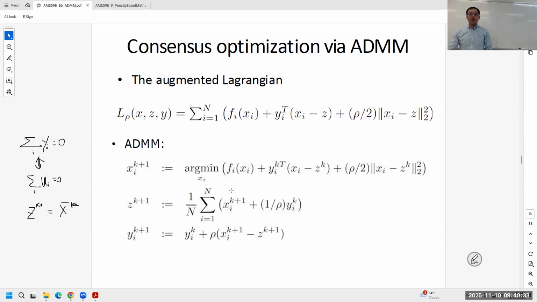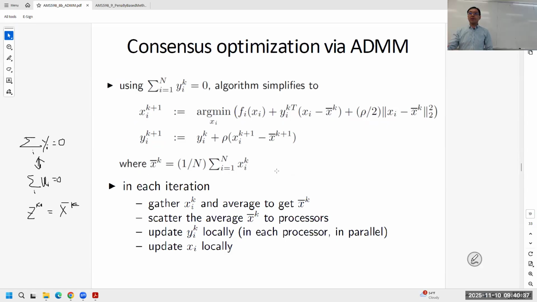Essentially, this is now just a basic two-step algorithm. We don't need to work with the consensus parameter explicitly, but it's embedded in there, because z is equal to x bar. So within this formula, what you can see is that in each iteration, we gather the xi and average them to get x bar k.